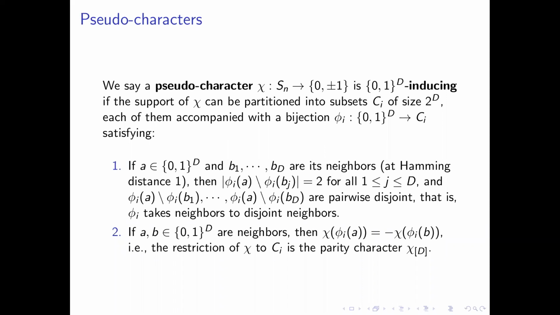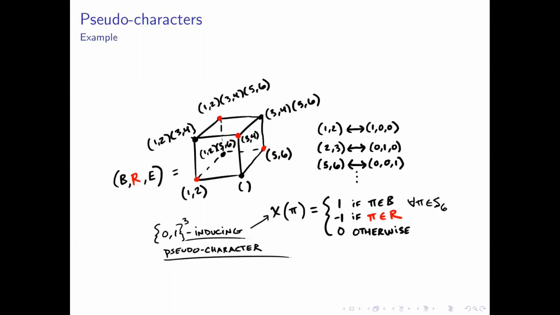If any of these definitions are unclear, we'll have an example on the next slide that clears things up. The idea is that when we restrict chi to C sub i, we want that to be the parity character. And this is one of the reasons why we call this a pseudo-character. This is one of those things where perhaps I should have started with the example to motivate the definition. But here's what we mean by this.